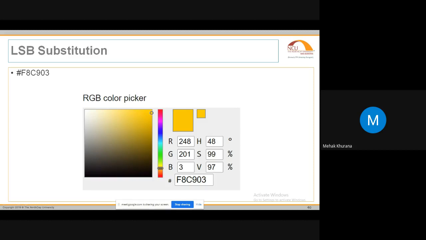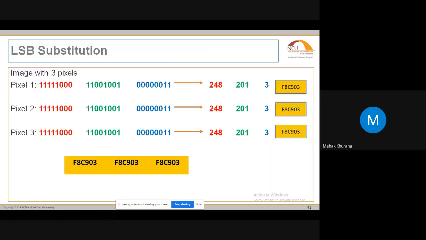So this was the color, or this was the intensity in which I am going to change the least significant bit. I am going to add the secret data, which is A, inside this image. Next, sir, please. You can see in the last line there are 3 colors. This is the hexadecimal value which I've shown you in the last slide, a number that was coming out to be F8C903, F8C903 and F8C903.